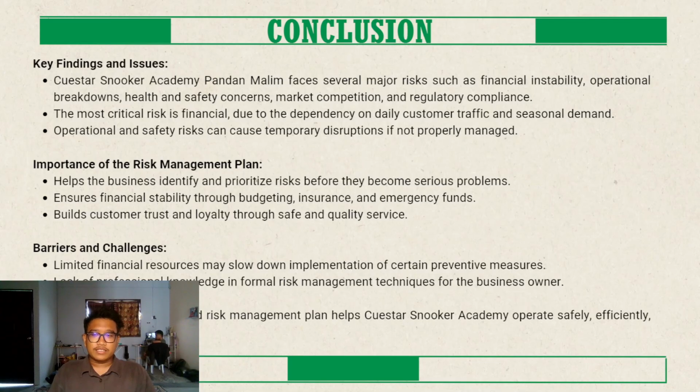Last is barriers and challenges. Limited financial resources may slow down implementation of certain preventive measures. And the last point is lack of professional knowledge in formal risk management techniques for the business owner. As a summary, a well-designed risk management plan helps Q-Star Snooker Academy operate safely, efficiently, and sustainably. That's all from us. Thank you.